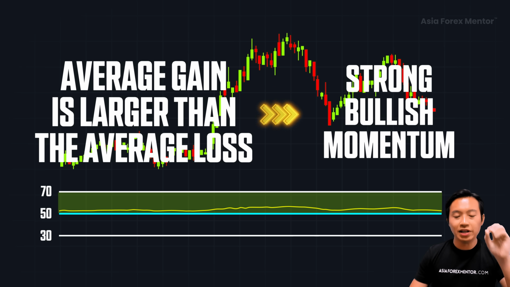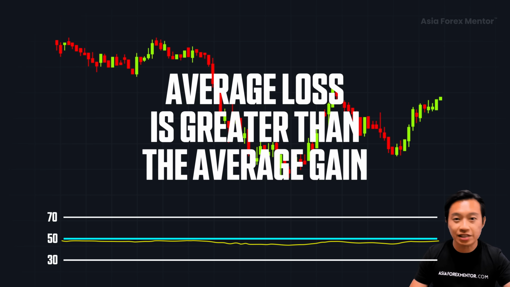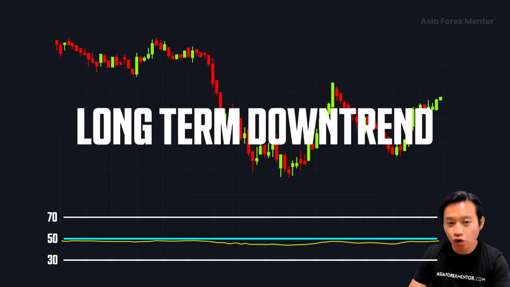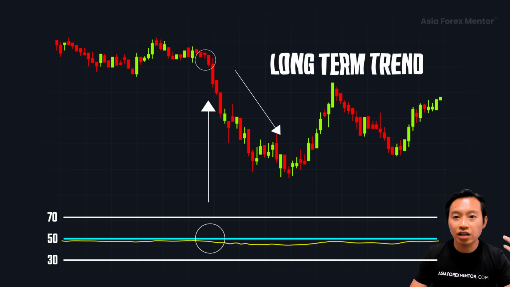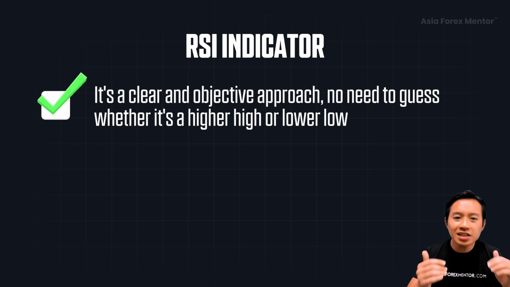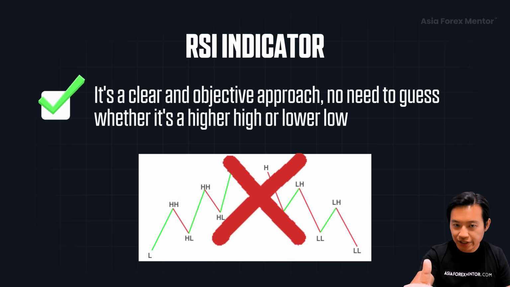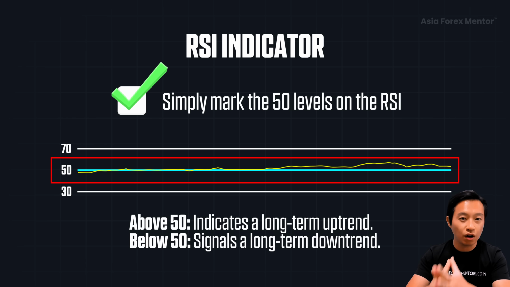Now, let's zoom out a little bit. You will notice that when the market trades below the blue line, it indicates that the average loss is more than the average gain. This signals what? A long-term downtrend. So using the RSI indicator, you can now pretty easily define the long-term trend. It's super clear, super objective. There's no maybe this, maybe that. It's super straightforward. There's no need to guess whether it's a higher high or higher low. Simply mark the 50 level on the RSI. That's where you can trade in the direction of the trend.